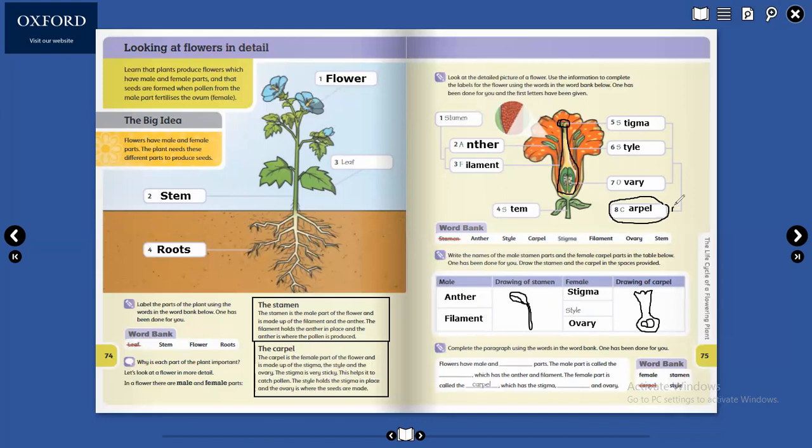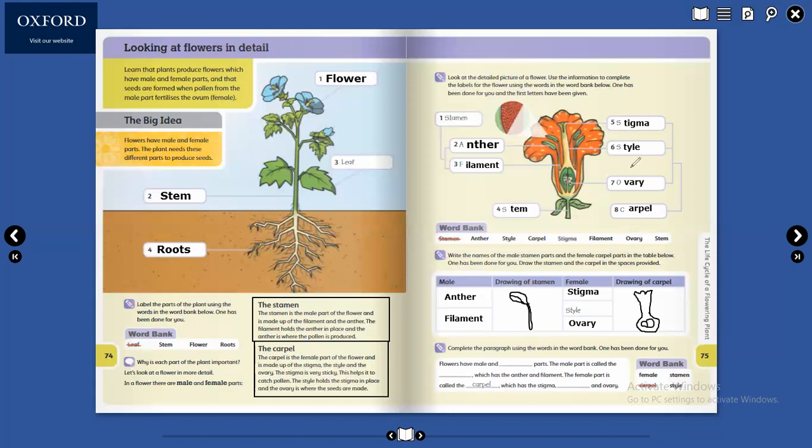Carpel has how many parts? One, two, three. So you have to make ovary, style, and stigma. When you show carpel, you have to make the full part. If I say to you, make your body parts, you will make all body parts, not only a hand or a leg. All body. So that's why the carpel is the whole body, from here to here.